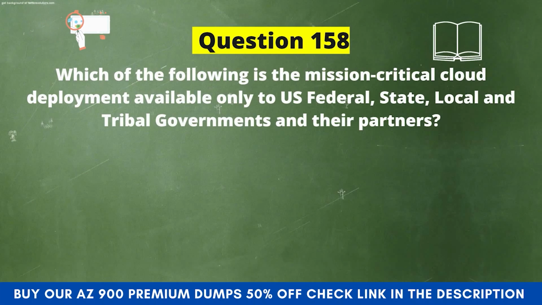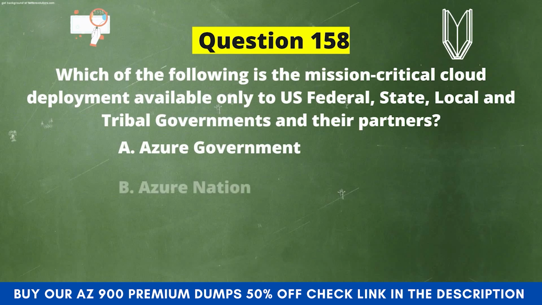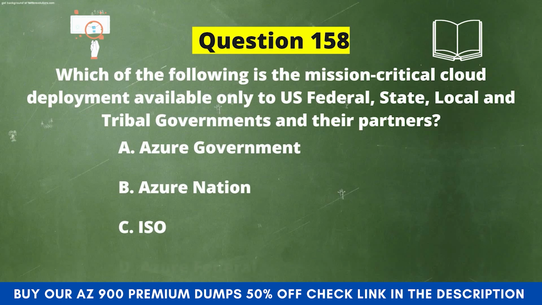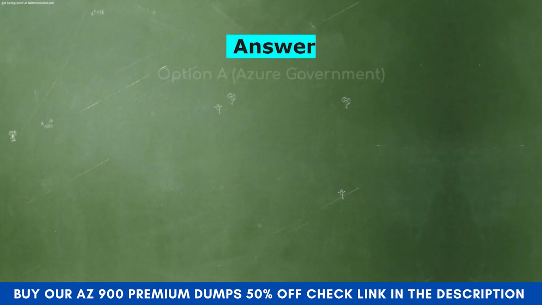Next question. Which of the following is the mission-critical cloud deployment available only to US federal, state, local, and tribal governments and their partners? Option A, Azure Government. Option B, Azure Nation. Option C, ISO. Option D, Azure Federal. And the correct answer is option A, Azure Government.